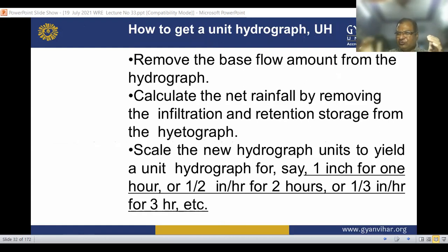How to get the unit hydrograph. Remove the base flow from the hydrograph and calculate the net rainfall by removing the infiltration or the retention storage. Then scale the net hydrograph to yield a unit hydrograph, say for 1 inch for 1 hour, 1/2 inch per hour for 2 hours, or 1/3 inch per hour for 3 hours.